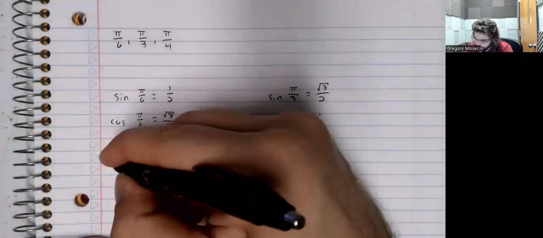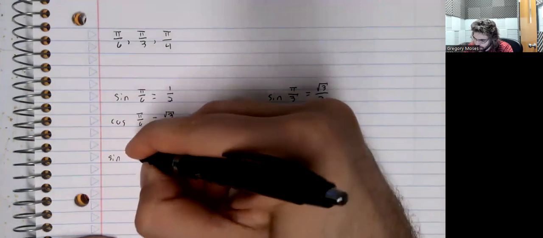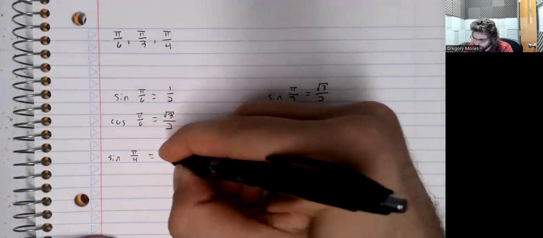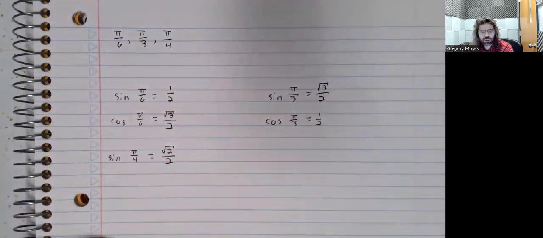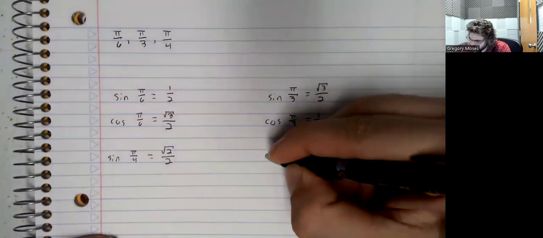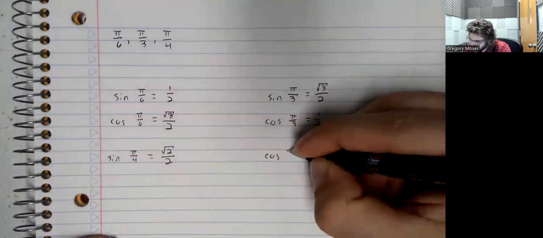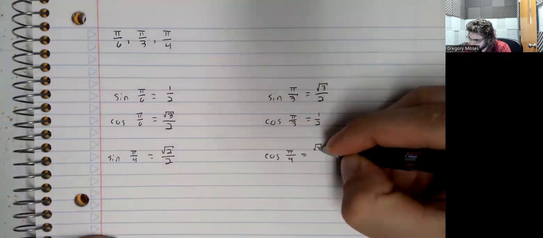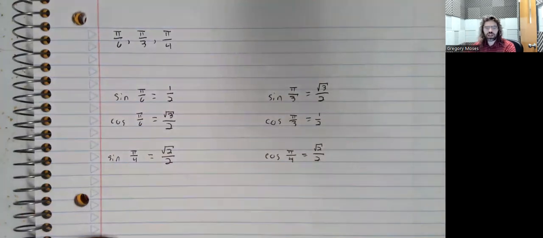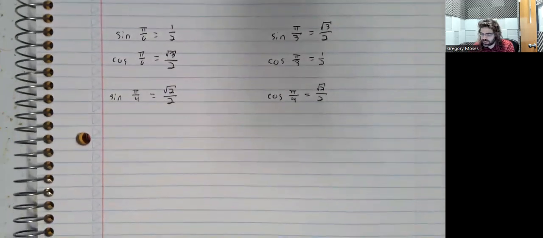And then pi over 4, another kind of messy number, square root of 2 over 2. And pi over 4 has the special property that its sine and its cosine are the same. From these, you could find the other trigonometric functions if you needed them.